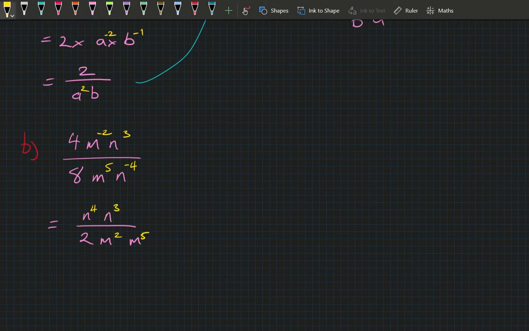Now using law 1, n to the 4 times n to the 3 becomes n to the 7. M to the 2 times m to the 5 becomes m to the 7 as well. So that means I end up with n to the 7 divided by 2 times m to the 7. I really apologise if my m's and n's sound too similar, by the way.